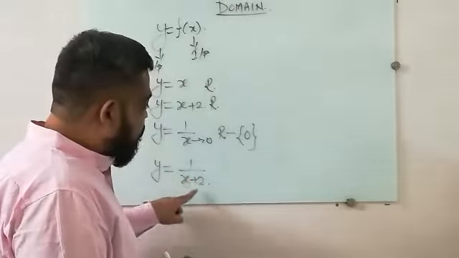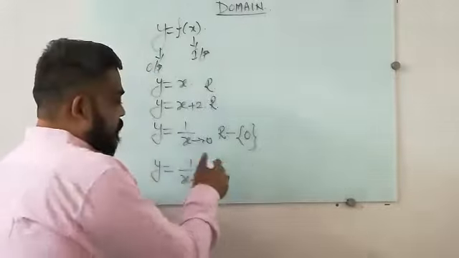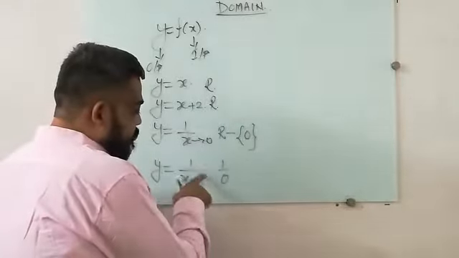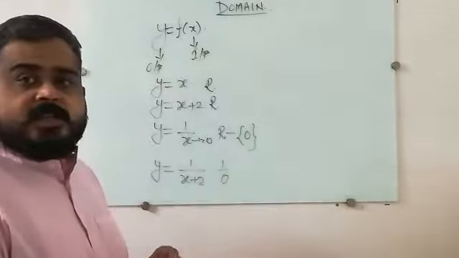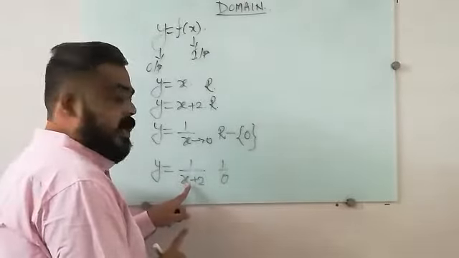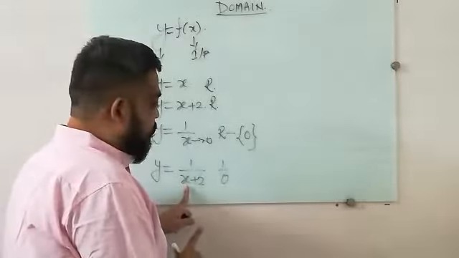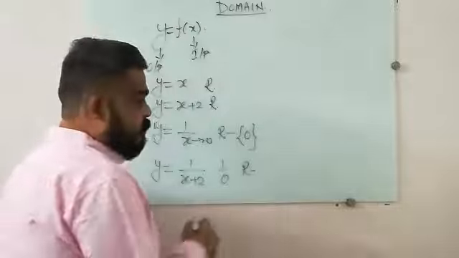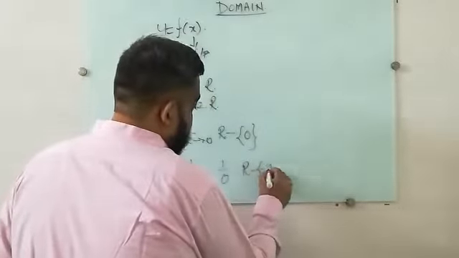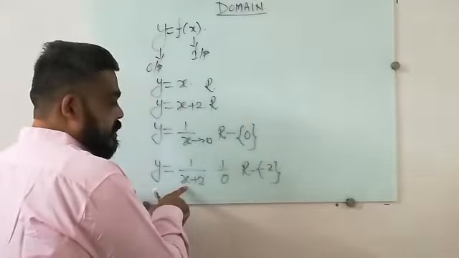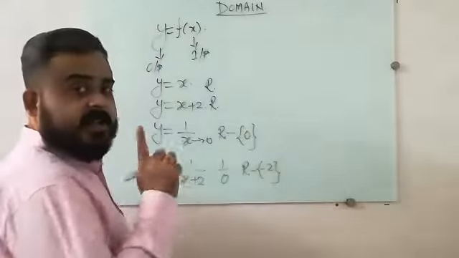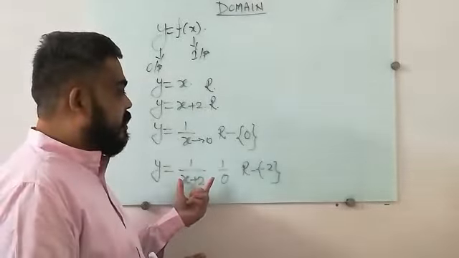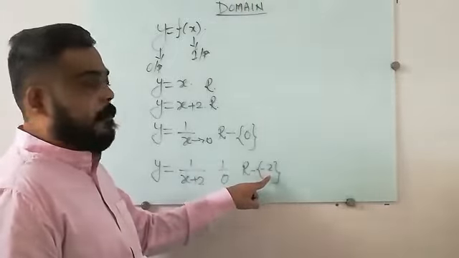When this denominator becomes equal to 0, we get 1 by 0 kind of form, and 1 by 0 is undefined. So for which value of x does this denominator become equal to 0? When we substitute x equal to minus 2 in the denominator, we get 0. Therefore domain of this function is all real values other than minus 2. If we substitute x equal to minus 2, then we will get 1 by 0 form which is undefined. So domain of this function will be all real numbers other than minus 2.